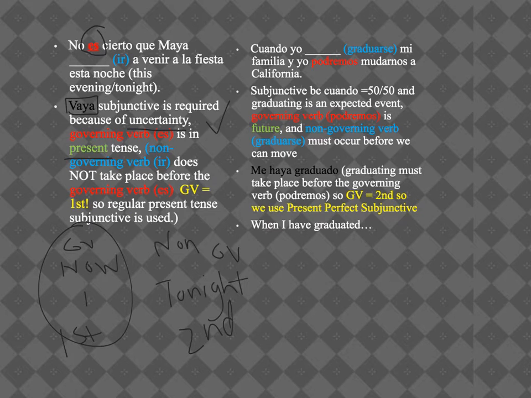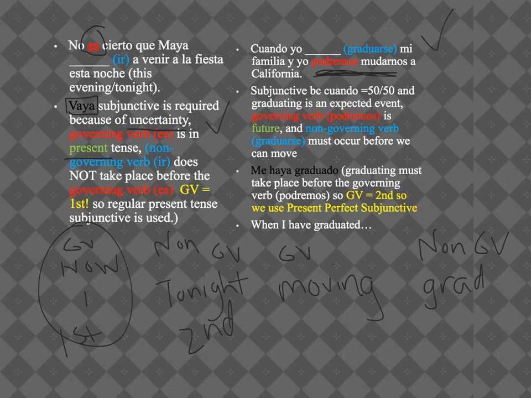In contrast, okay, this sentence. When I have graduated, my family and I will be able to move to California. Okay? Here's my governing verb. Will be able to move. Okay? So my governing verb, moving. And my non-governing verb, graduating. Okay? Again, subjunctive because when you graduate, what if you don't? That's an expected event. That's why you need subjunctive.